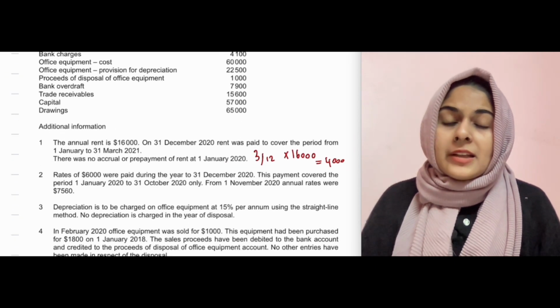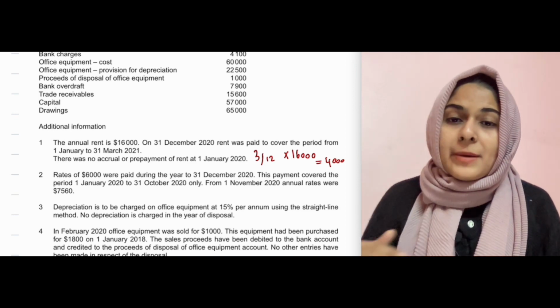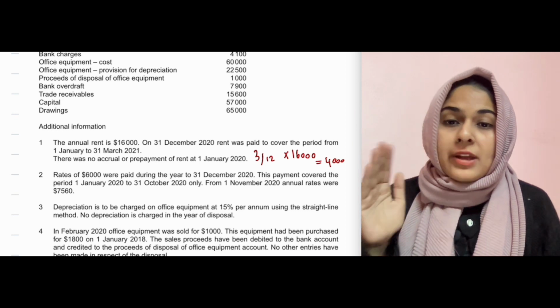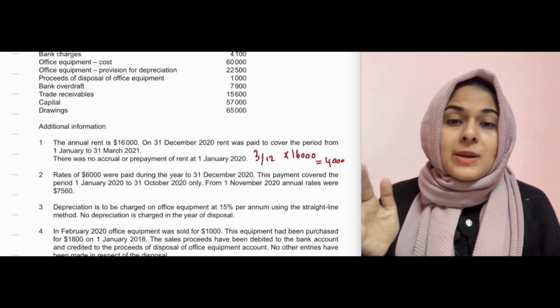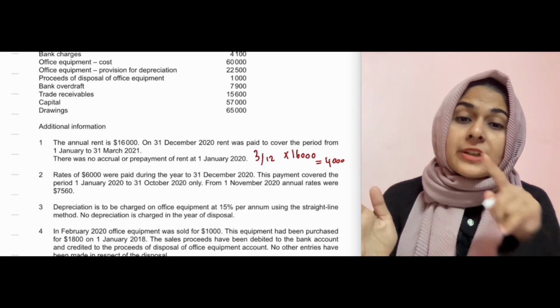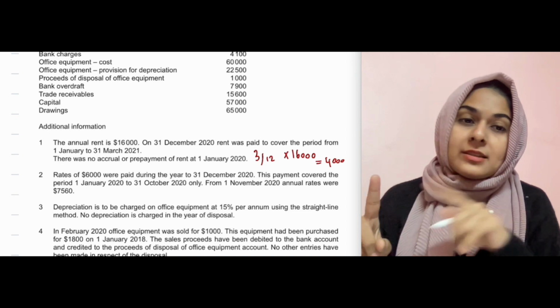Then they are talking about rates. तो रेंट एंड रेट्स को क्लब करके इन्होंने लिखा हुआ है यहाँ, लेकिन यहाँ पे रेट्स के बारे में वो लोग कह रहे हैं कि 6,000 जो है they were paid during the year 31st December 2020. This payment covered the period from 1st January to 31st October 2020 only. So this payment was for these 10 months.